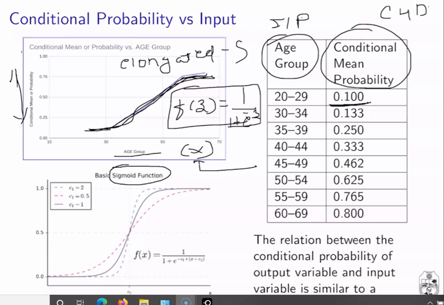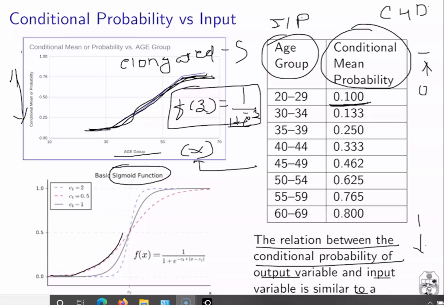And another important thing that you should observe here is that the value of the conditional mean, or the probability, or the expected value, is always between 0 and 1. It is never less than 0, and it is never higher than 1. So it always lies between 0 and 1. And the relationship between the conditional probability of the output variable and the input variable is similar to the sigmoid function. And you get many kinds of sigmoid functions like this.